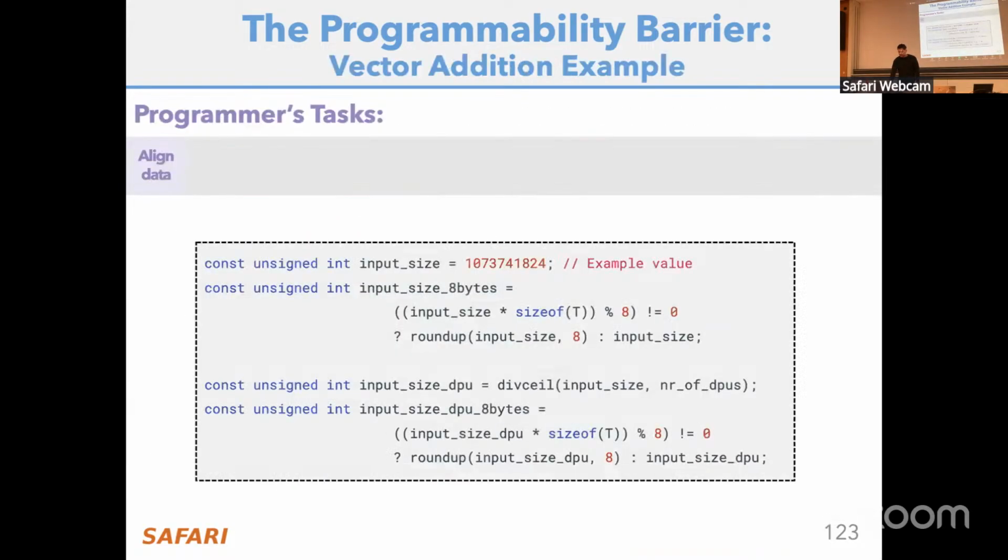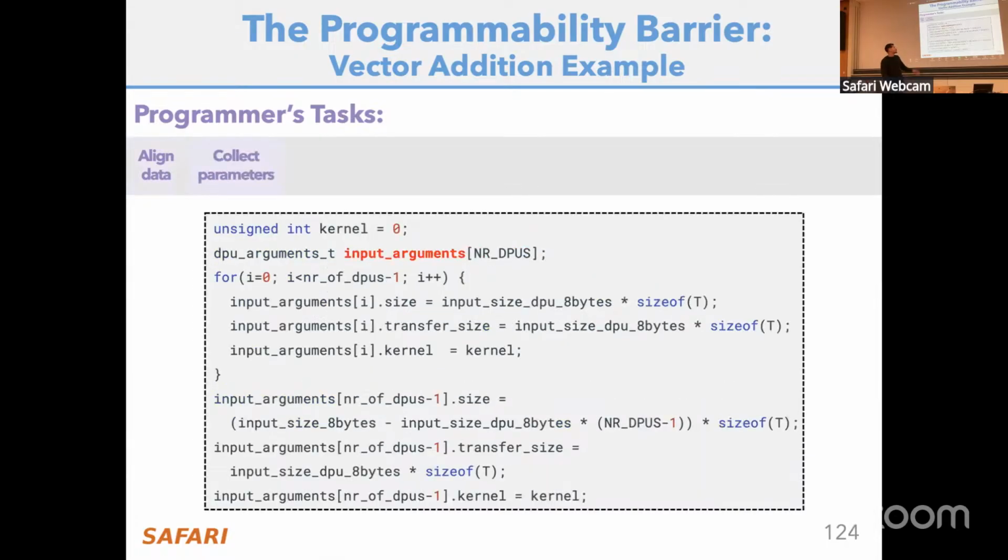So let's see how this translates to coding itself, particularly for the mapping system. I'm going to show you a bunch of snippets of code, and I don't expect you to understand a single bit of that other than the fact that it's a lot. So let's say that you want to write a vector addition code for the mapping system. This is already a simplified version of the code that you need to write. But basically what you need to do is that you have your input arrays. You need to align them to the boundaries of the DRAM bank.